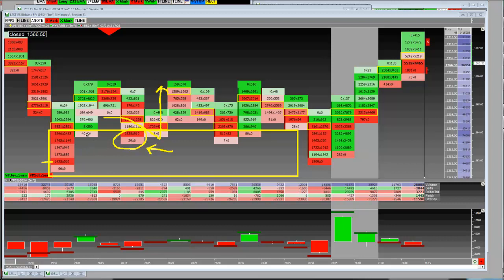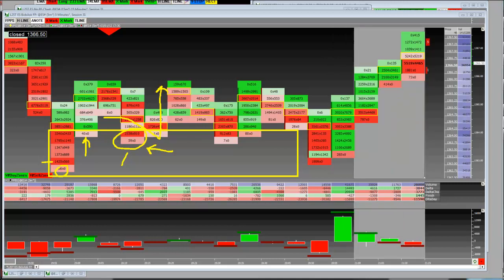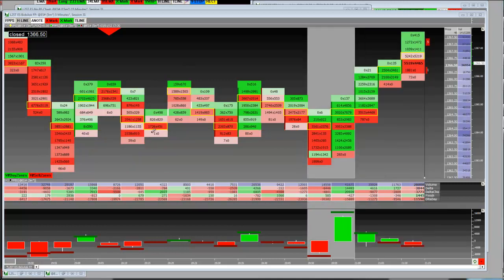Okay, a lot of rejection down there. We didn't see a lot of volume at the lows there. We see low volume here, low volume here, so we keep testing it. You might even wait for this bar before you pull the trigger.